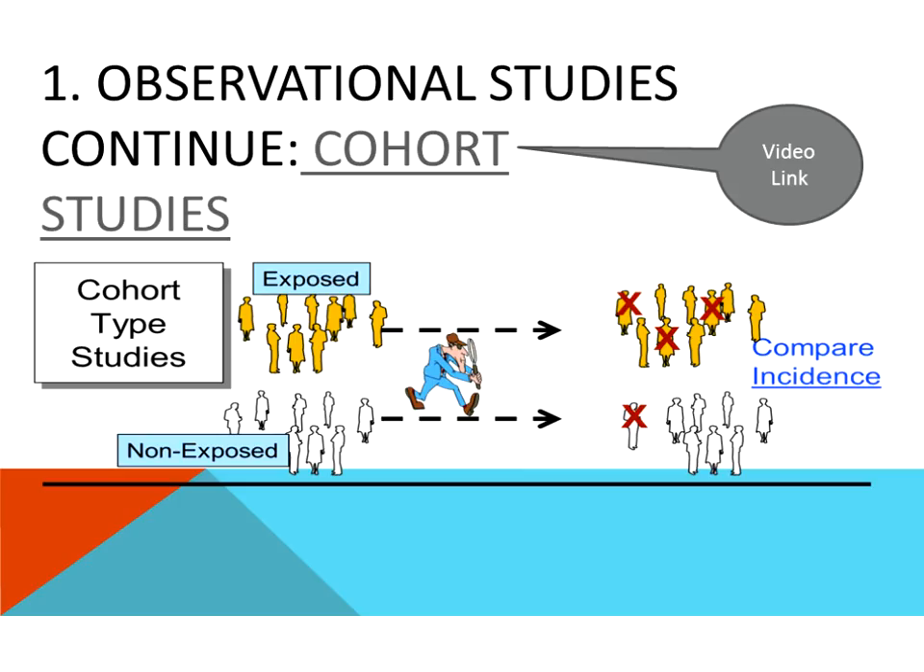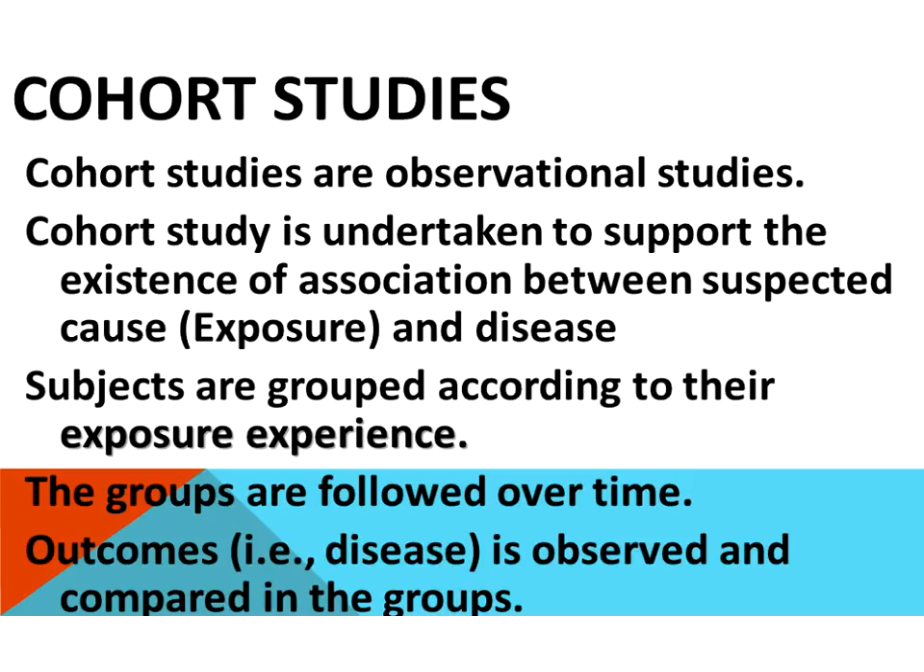So your cohort study can be done either retrospectively or prospectively. It's a group of people who are either followed over time, or we go back and try to look at their exposure and then compare the incident rates of who develops a disease versus who doesn't. And there is a link here if you'd like to take a look at a video.